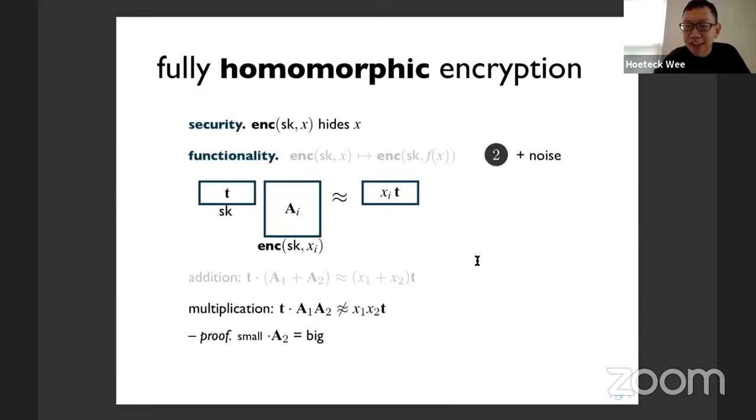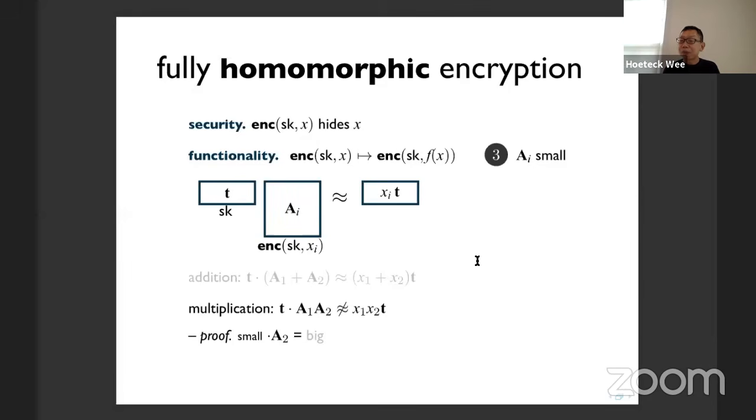So here's where the next idea comes in. We're going to make A_i small. Now think of A_i, instead of a uniformly random matrix such that T times A_i is close to X_i times T, as a uniformly random matrix with small entries. Now at this point, it's not even exactly clear if such an A_i exists, but let's pretend for now that such an A_i exists. You can sample small A_i such that T times small A_i is close to X_i times T. So we somehow manage to enforce that the A_i have small entries. Then the previous problem goes away.